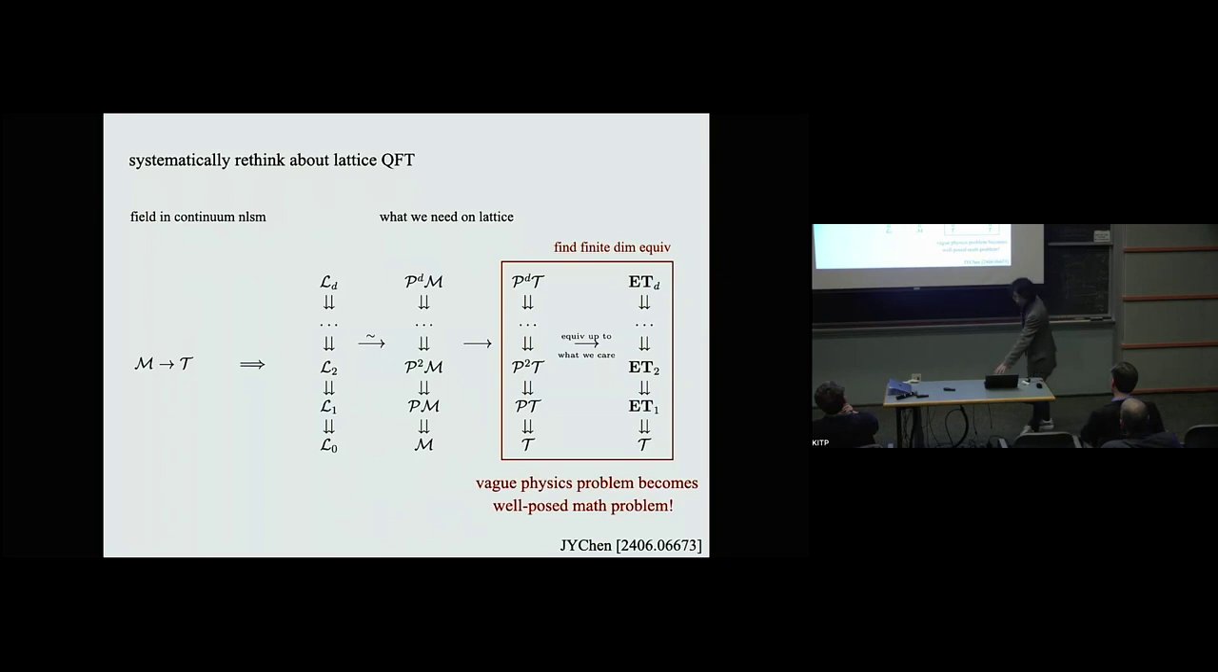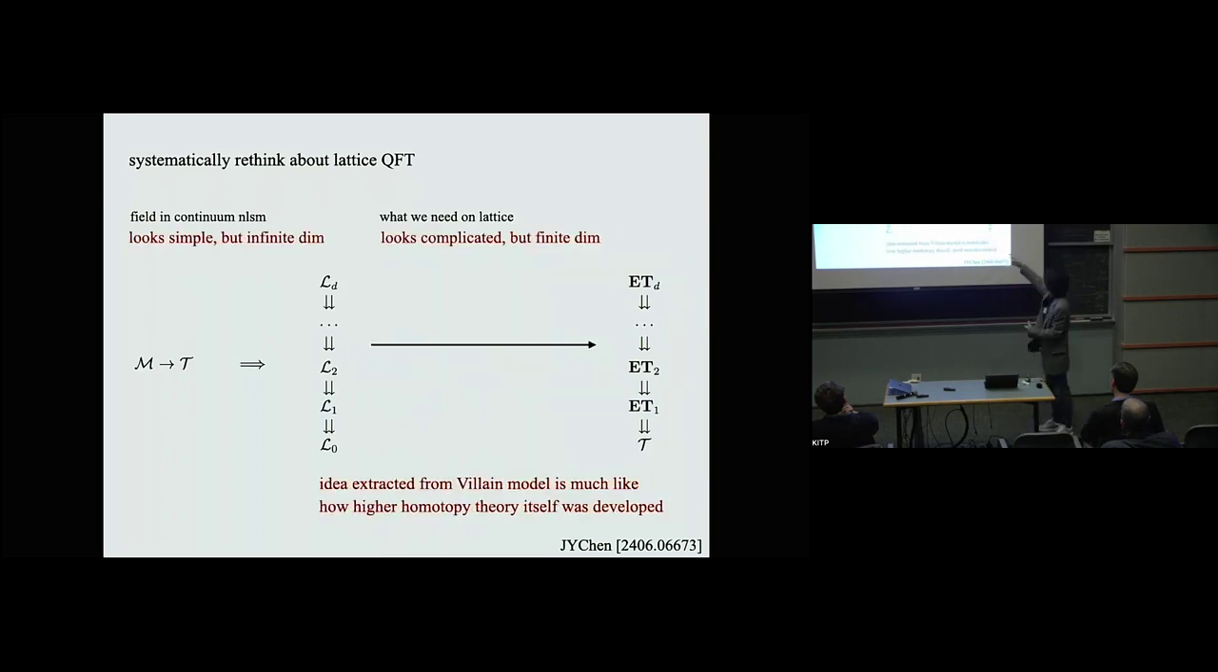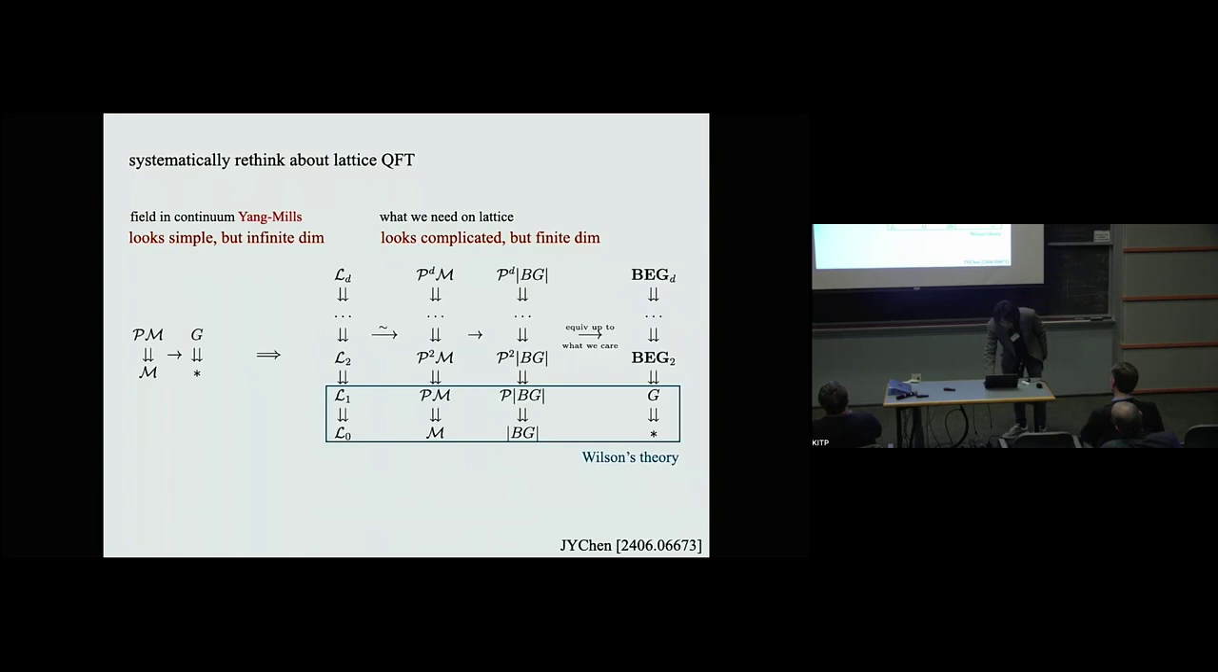And we will use that finite dimensional category as the lattice degree of freedom on the vertices, links, plaquettes, and so on. Okay, this is the trade-off between the seemingly simple but infinite dimensional continuum stuff and the seemingly complicated but finite dimensional lattice stuff. And actually, this idea extracted from the V-line model is pretty much how the mathematicians developed higher homotopy theory itself. So this, I think, made me feel this must be the natural solution to the problem. And for Yang-Mills theory, there's a similar story, with Wilson's theory being some sort of lowest order approximation.